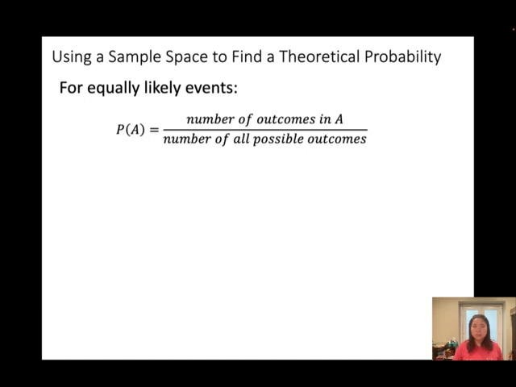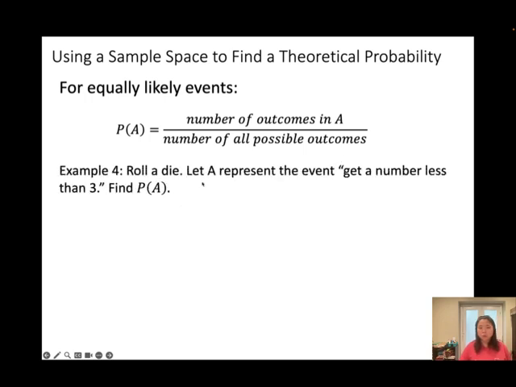Okay, using a sample space to find a theoretical probability for equally likely events. Equally likely events is really important for probability. That means they do have the same chance of getting the outcome. For equally likely events, this is going to be your formula. Probability of the event A will be equal to the number of outcomes in A over the number of all possible outcomes. On the top, the numerator, this is talking about the outcomes. On the denominator, this is talking about the sample space.